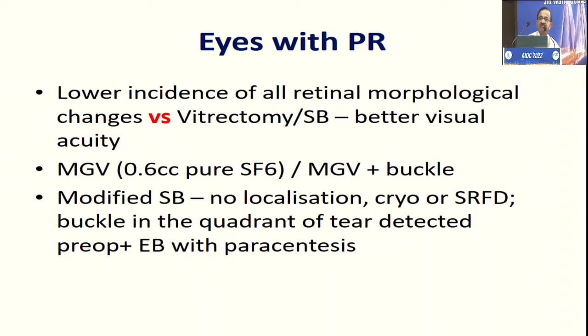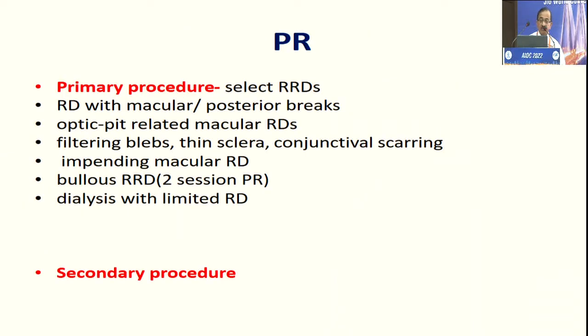Everything is based on the preoperative assessment. A buckle is put in the quadrant of the tear detected, paracentesis is done, and intravitreal gas is put. So the focus is shifting even in vitrectomy to minimal gas vitrectomy, not a complete fluid-air exchange and gas. So for pneumatic retinopexy, there is objective evidence that the type of reattachment it attains for our patients is much better than that achieved by vitrectomy or scleral buckle.